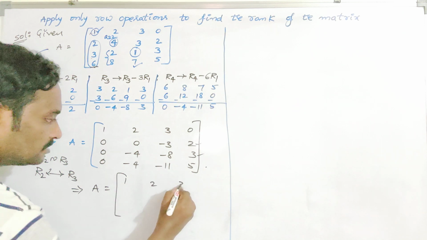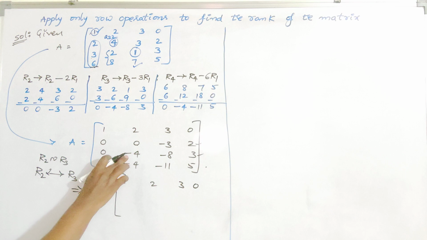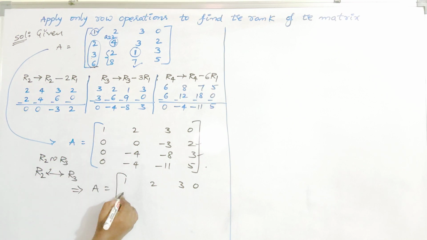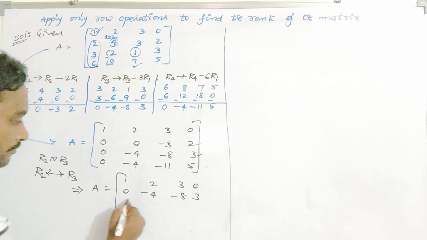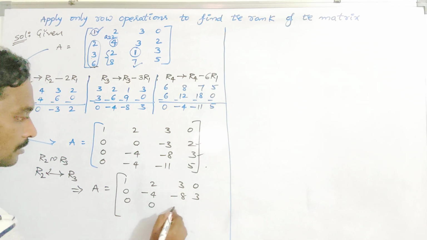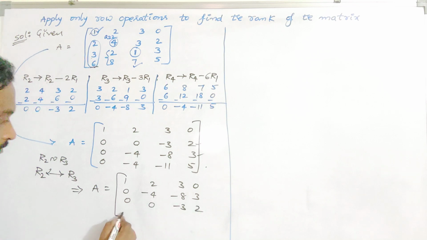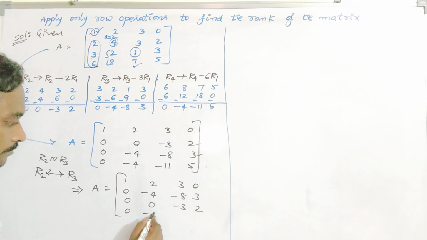1, 2, 3, 0. Interchange the second row and the third row, so the third row becomes the second row: 0, minus 4, minus 8, 3. Then 0, 0, minus 3, 2. The last row is the same row.